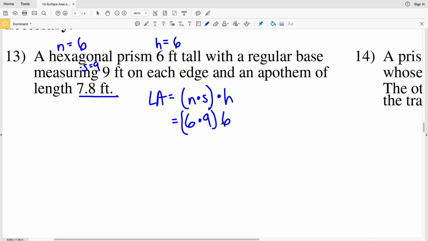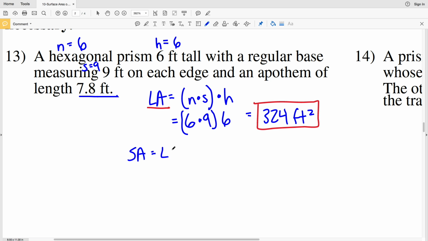So the number of sides, 6, times the side length of 9 feet, times the height, 6. 6 times 9 times 6 is equal to 324, and that is feet squared, since the measurements are in feet. So 324 feet squared is the lateral area. Now surface area is equal to the lateral area plus the area of both of the bases. And if it's a hexagonal prism, there's 2 hexagons for the base. So 2 times the area of one of those regular hexagons. That's 1/2 the apothem times the perimeter, which is n times s.